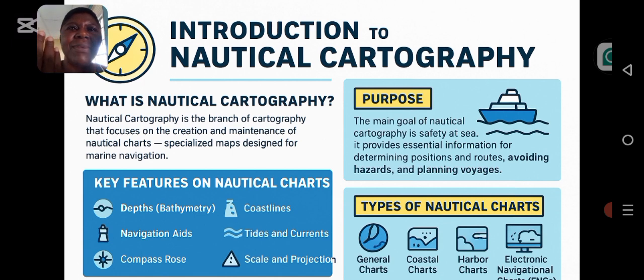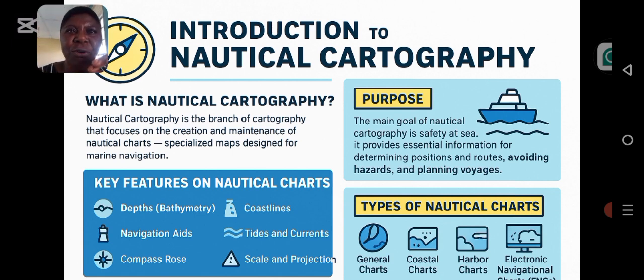This is basic information, basic knowledge of nautical cartography. So what is nautical cartography? Nautical cartography is a branch of cartography that focuses on creating and maintaining maps or charts that are specialized for marine navigation, as you can see on the screen. So it is a specialized map that is mainly for marine navigation. So that is nautical cartography.